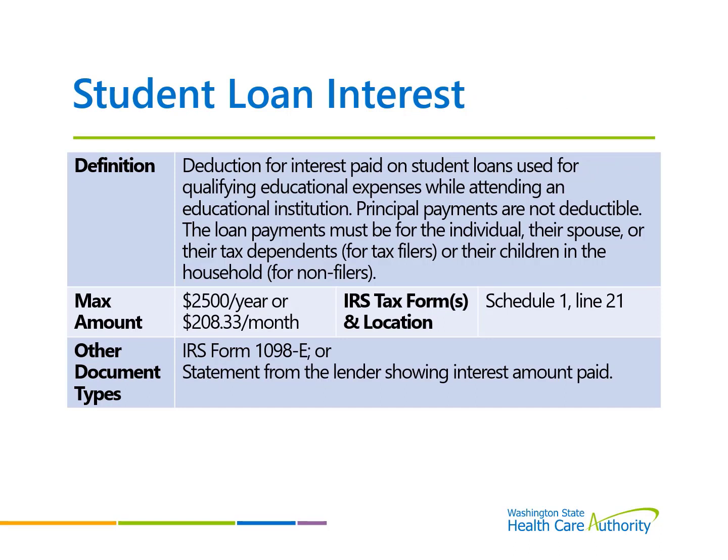Student loan interest. This is a deduction for interest paid on student loans used for qualifying educational expenses while attending an educational institution. Principal payments are not deductible. The loan payments must be for the individual, their spouse, or their tax dependents for tax filers, or their children in the household for non-filers. The current maximum amount for this deduction is $2,500 per year.